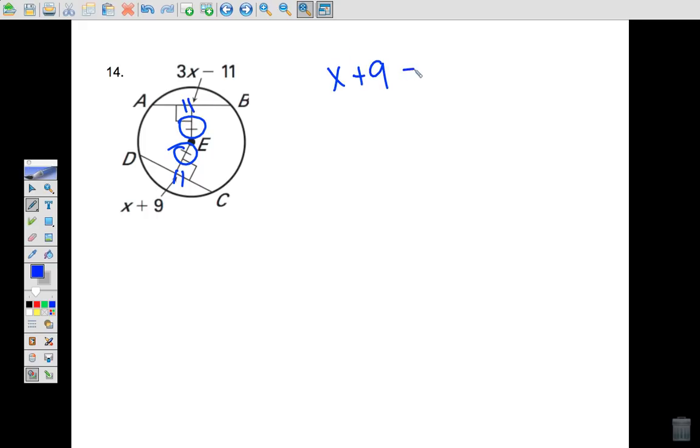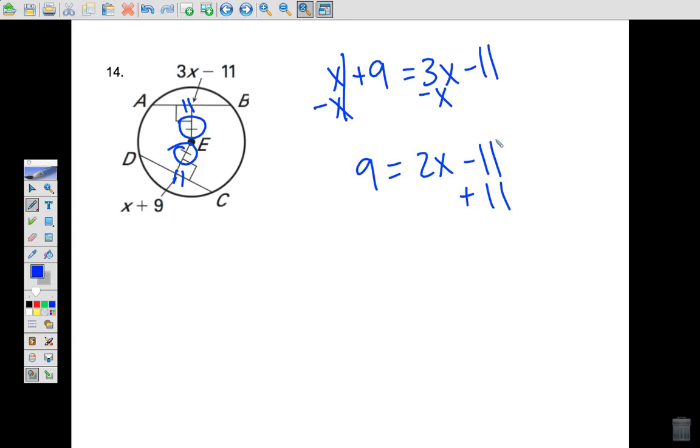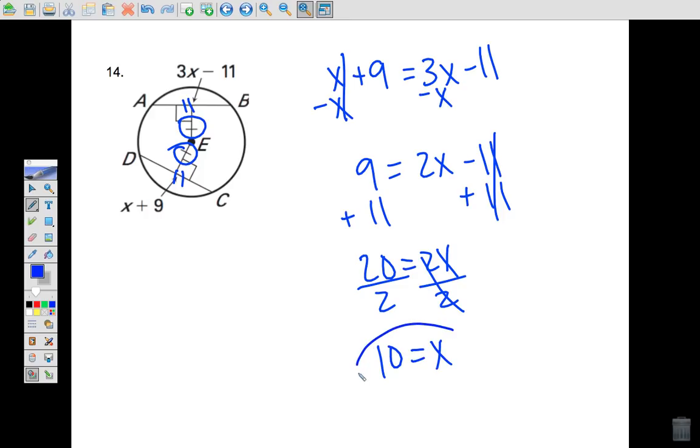So x plus 9 equals 3x minus 11. I'd subtract x from both sides. You get 9 equals 2x minus 11. Add 11. You get 20 for 2x. Divide both sides by 2. And you get 10. Again, pause it if you need more time with that.